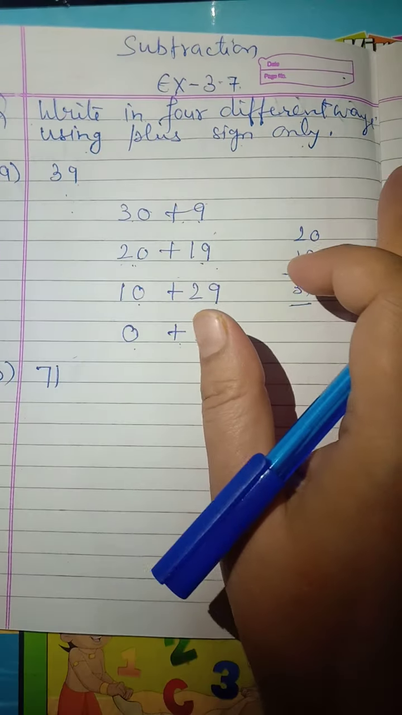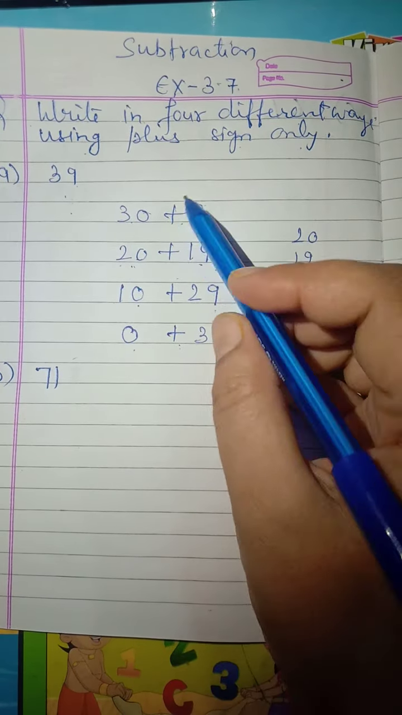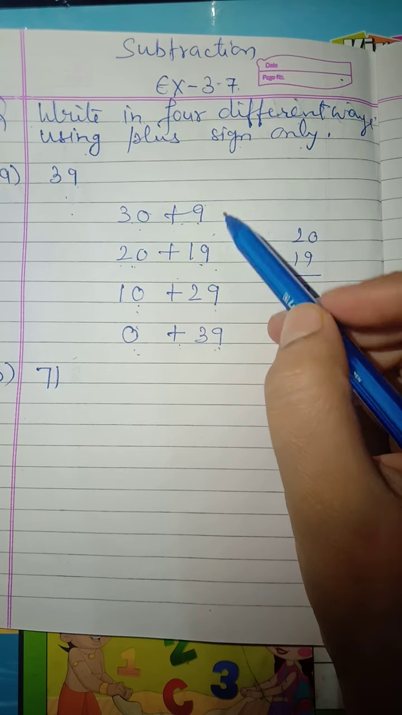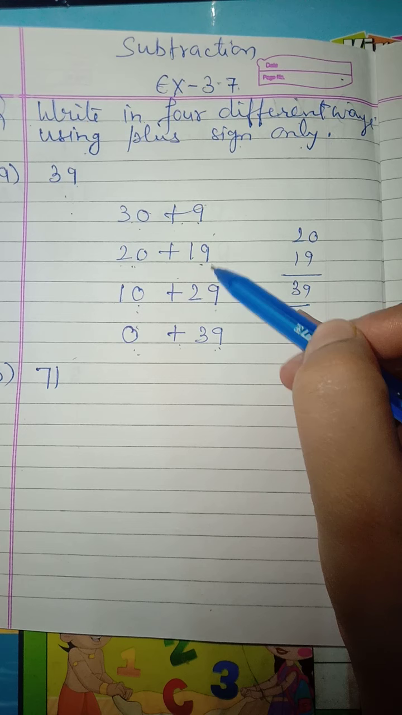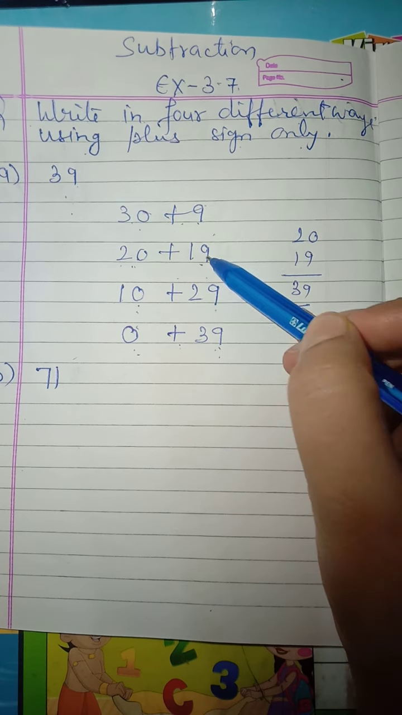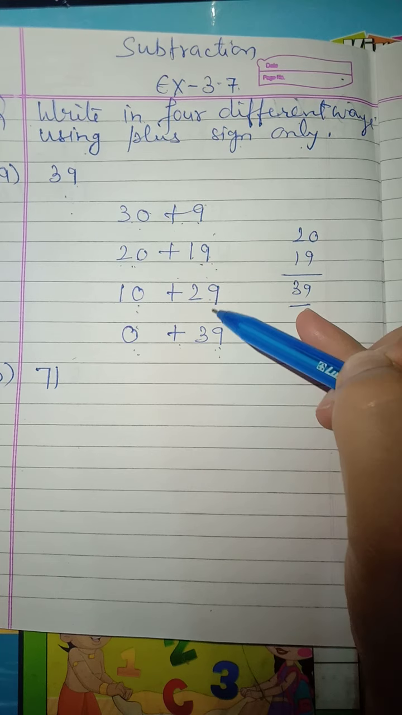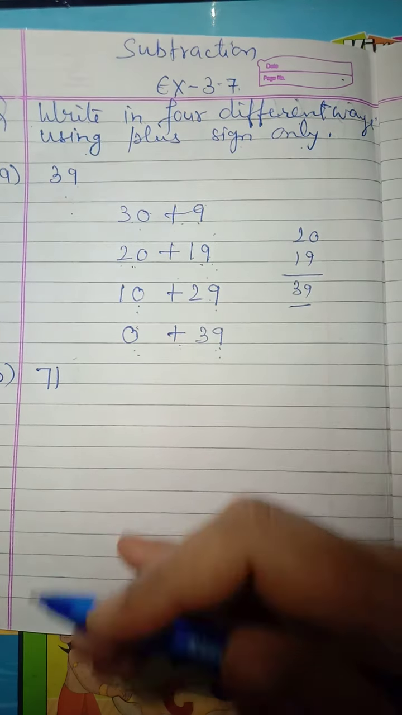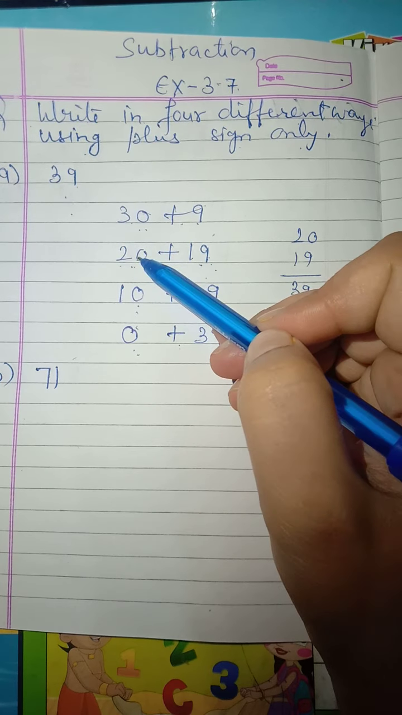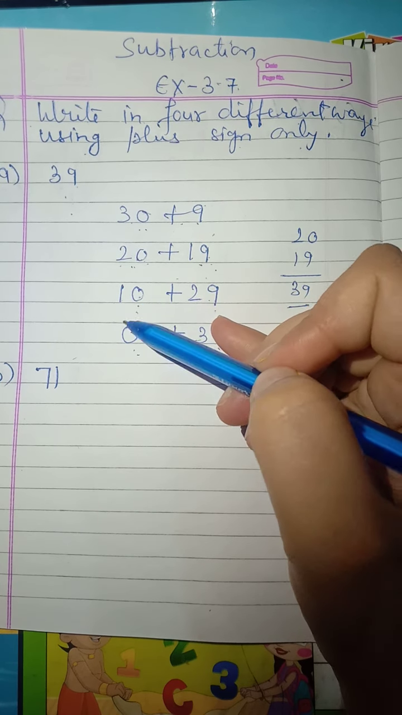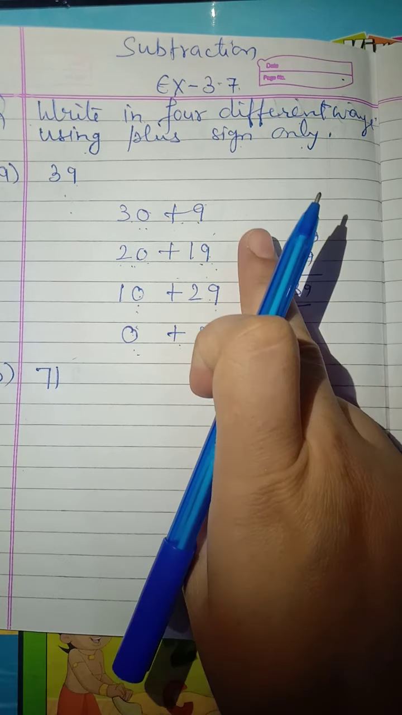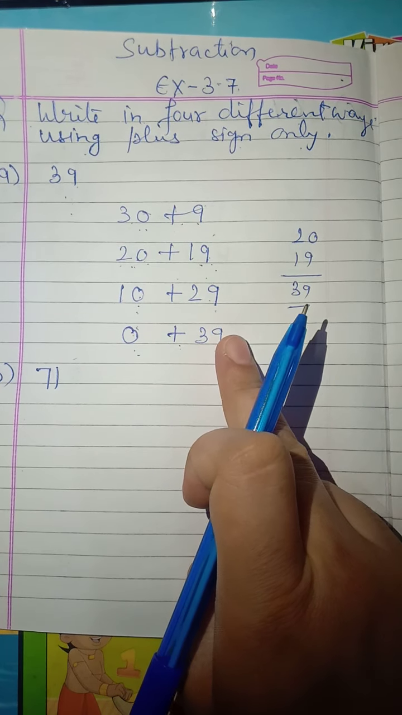But the simplest rule I have followed here is I have subtracted 10 from this side in every step, and I have added 10 here in every step. So 9 plus 10 is 19, 19 plus 10 is 29, 29 plus 10 is 39. So here 30 minus 10 is 20, 20 minus 10 is 10, and 10 minus 10 is 0. So I am subtracting 10 from this side at every step and adding 10 here at every step.